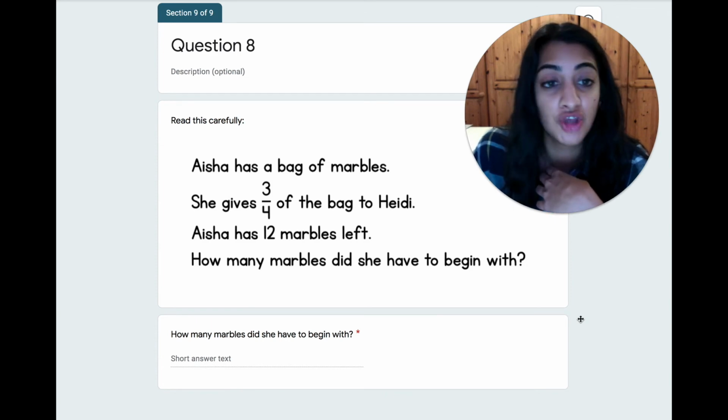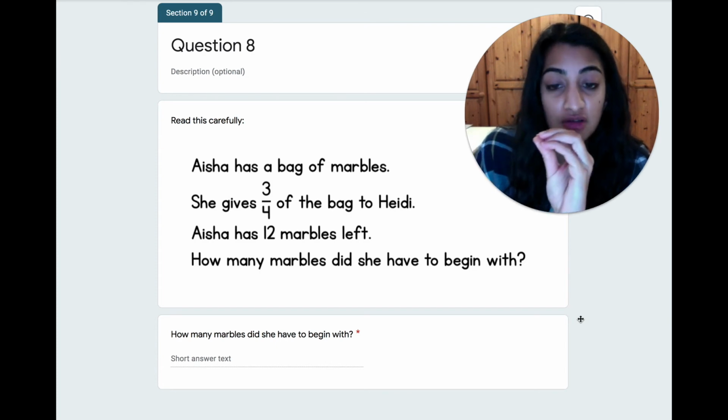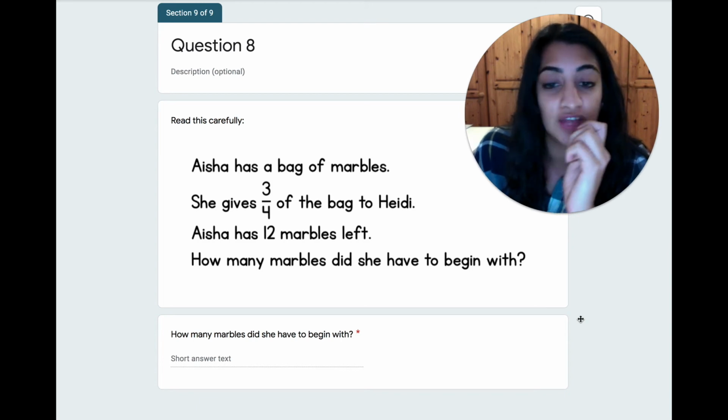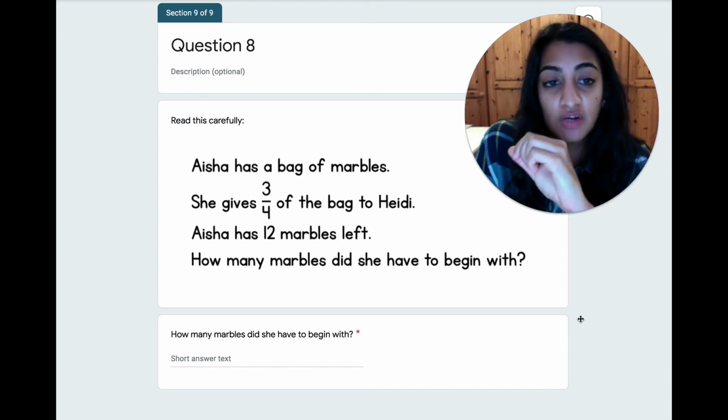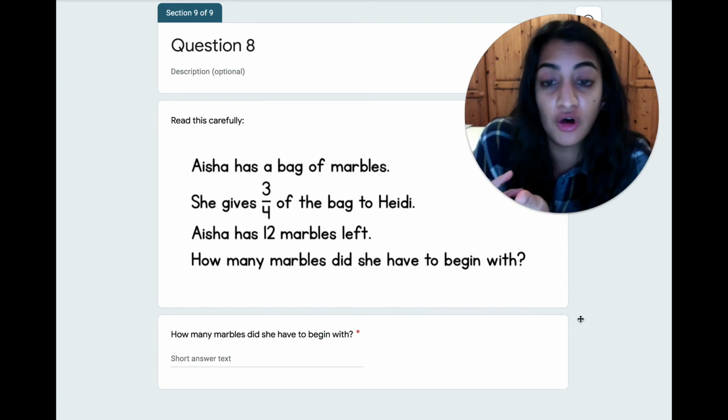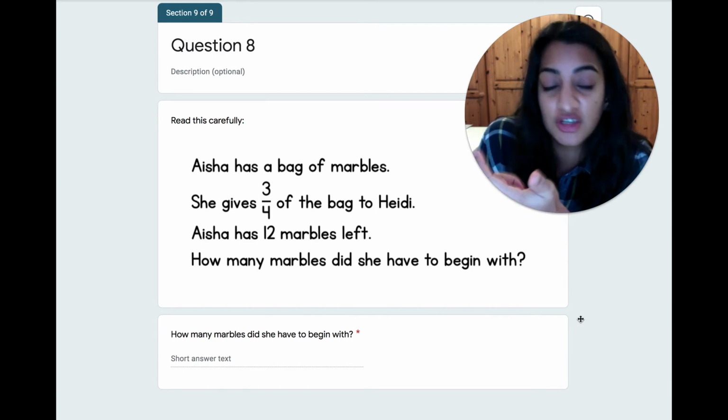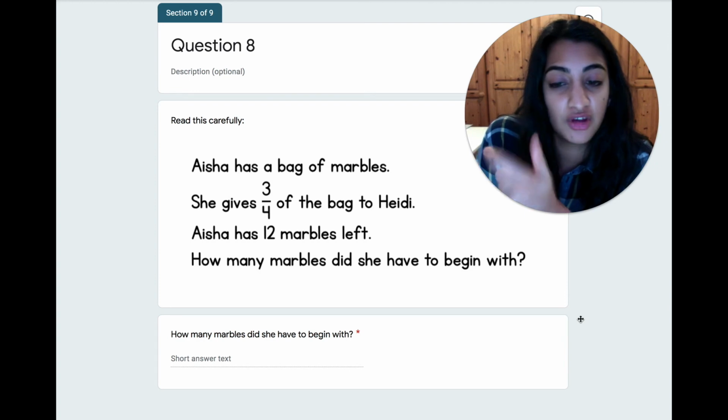Now I don't yet know the whole amount. It's only telling me that she gives 3/4, a fraction of the whole, to Heidi. And then it says she has 12 marbles left. Now I also know that's not the whole number because the whole number would be all the marbles in the bag. And all it's told me is how much is given to Heidi and how much she has left. How many marbles did she have to begin with? So what the question is asking me is to figure out the whole. We don't know the whole number. It's given us some parts, but it hasn't given us the whole.